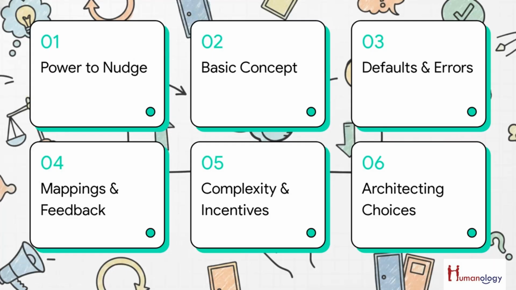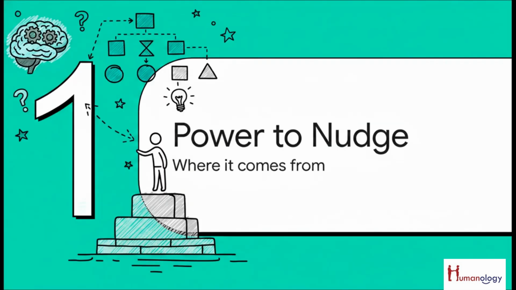Okay, let's dive right in. Here is our roadmap to unpack this behavioral toolkit. First, the power to nudge, then the basic concept, handling defaults and expecting errors, mappings and feedback, managing complexity and incentives, and finally, architecting your own choices. Starting off with Section 1, the power to nudge.